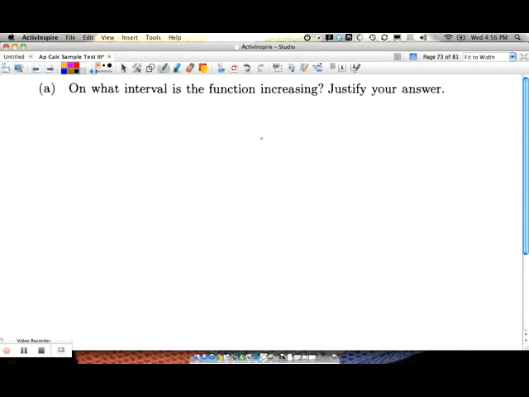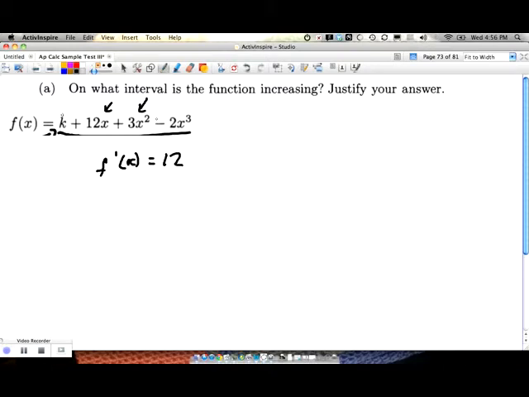F prime of x is going to help us find the increasing interval. So when I take the derivative, that k of course goes away, because it's a constant, and constants don't change, therefore when you measure the rate of change, it's nothing. So what's the derivative of the first term? It's just 12. The derivative of the second term is going to be 6x, so plus 6x. The derivative of the third term is going to be minus 6x squared.